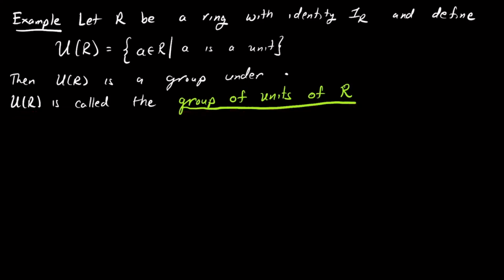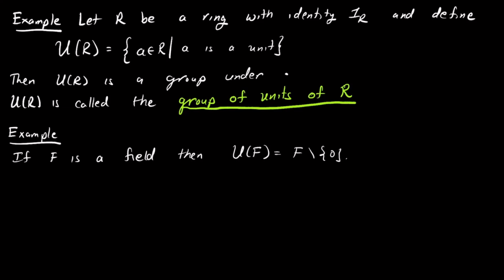Okay, so what are some examples? Well, the first type of ring we'll consider is a field. So if F is a field, we know that all of its non-zero elements are units. That's by definition of field. So U of F is just going to be F minus 0. We're going to remove the 0 element.